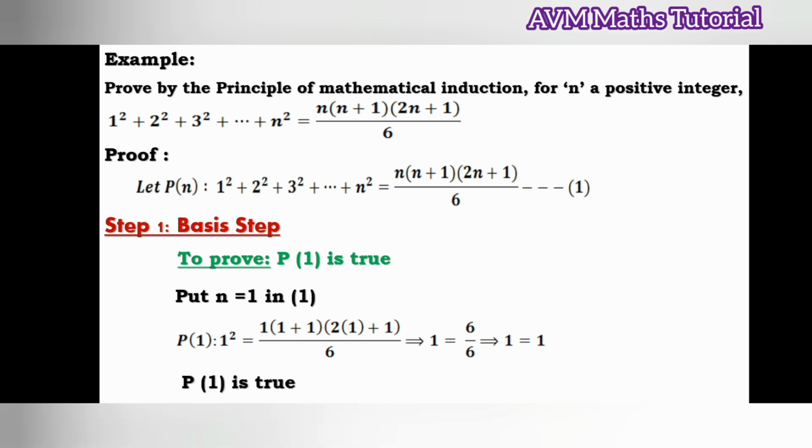Then the second step, the inductive step. Assume P(k) is true. That is, put n equal to k in equation number 1. Then P(k) is 1 squared plus 2 squared plus 3 squared up to k squared equals k times (k plus 1) times (2k plus 1) divided by 6, which is equation number 2.